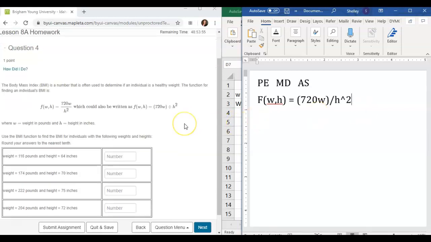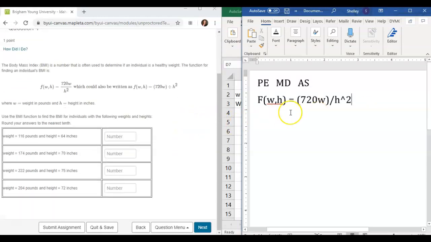All right, and I have all of these options over here, and so we're going to plug it in by hand for the first one, just like we've been doing, and then show you how to do it with Excel, which will speed this up dramatically. Okay, so I'm going to highlight this, Control C to copy, Control V to paste, and we're going to substitute in the first one. We have a weight of 116 pounds and a height of 64 inches.